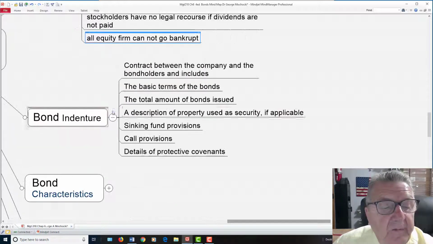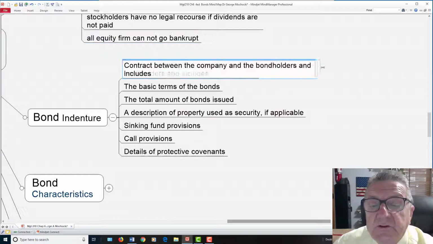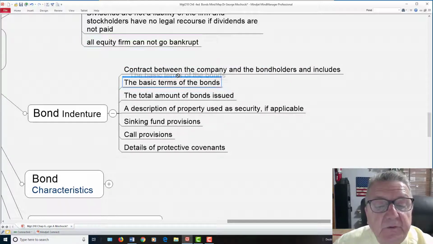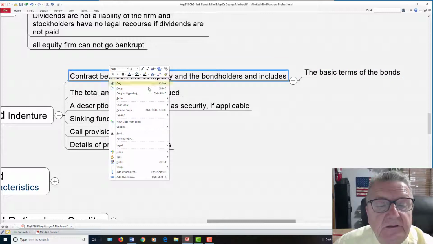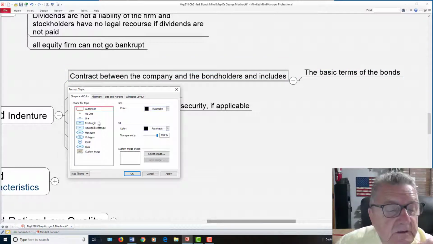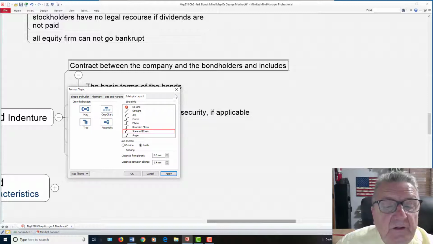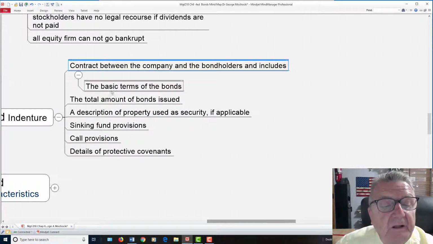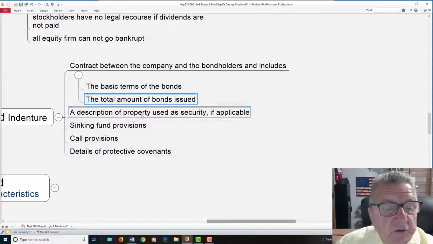What's a bond indenture? It's a contract between the company and the bondholders, which includes the basic terms of the bond. Let me go to the basic terms of the bond. That's the contract: the total amount the bond is issued for.